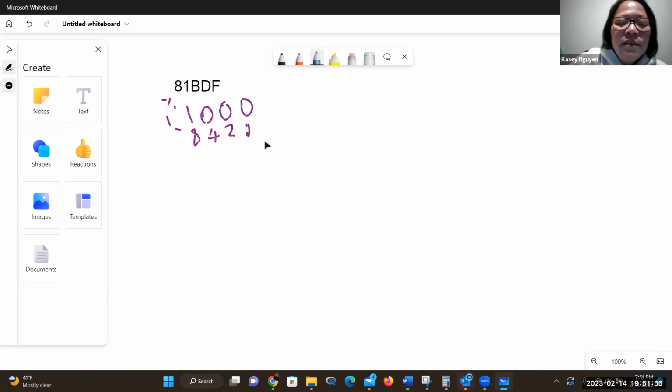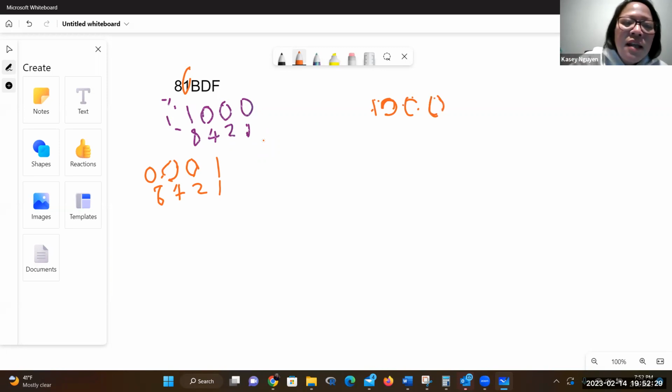Then the 1, which is this value, right? So 1, I do the scale again. And 1 subtract 1, the rest is 0. So far I have the 8 as 1, 0, 0, 0, right? Then the next value, I already found that, so that's 0, 0, 0, 1, right?